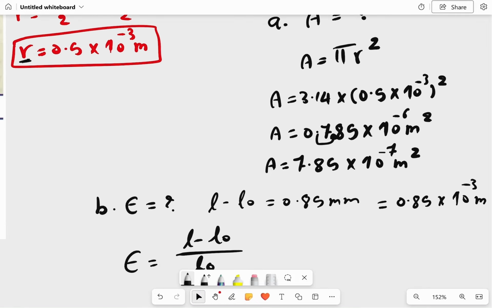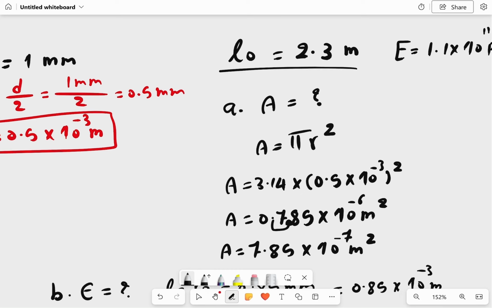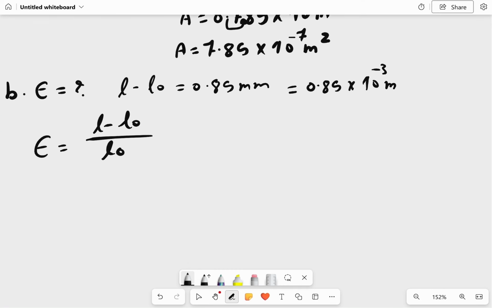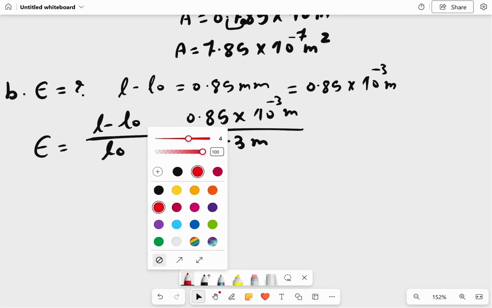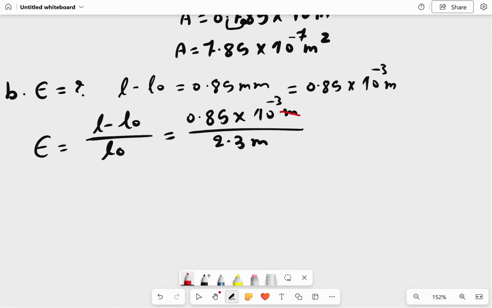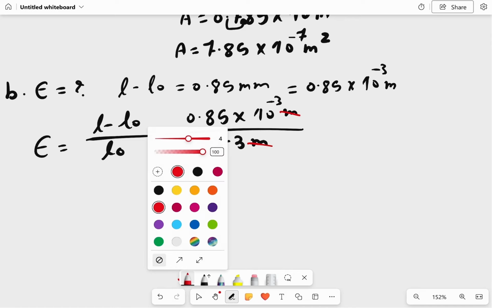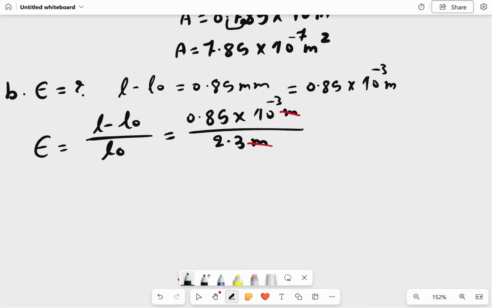Did I have initial length? Yes. Look at here. We wrote this here. Do I have elongation? Yes. So you'll say 0.85 times 10 to the power of minus 3 meter divided by 2.3 meter. Calculate this number. Yeah, you remember? You remember we said meter cancels with meter? Okay, so this gives me what? This gives me no unit. Strain doesn't have any unit.